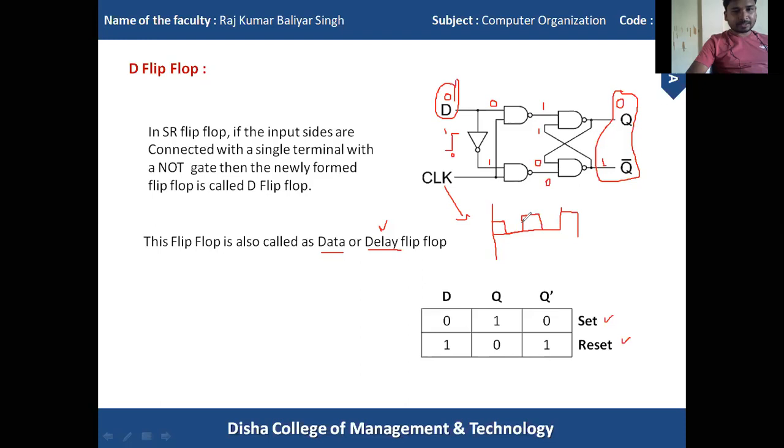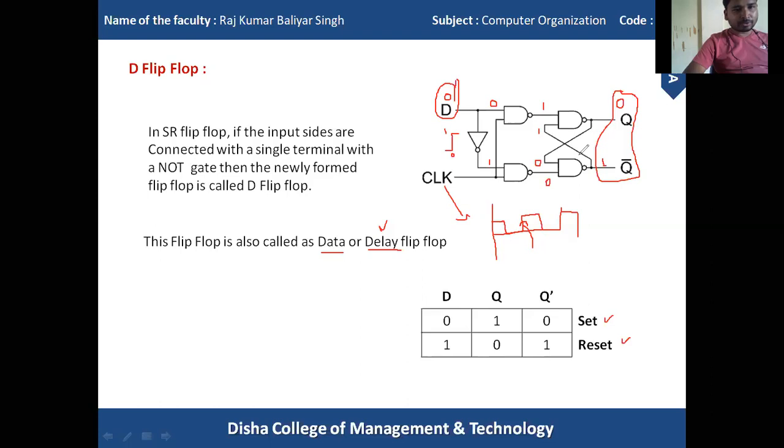In this case, at the leading edge, as I said a few classes back, what is the meaning of leading edge and what is the meaning of falling edge? Don't get confused, we will discuss it later on. At the leading edge, the circuit will function and produce Q equals 0 and Q naught equals 1.